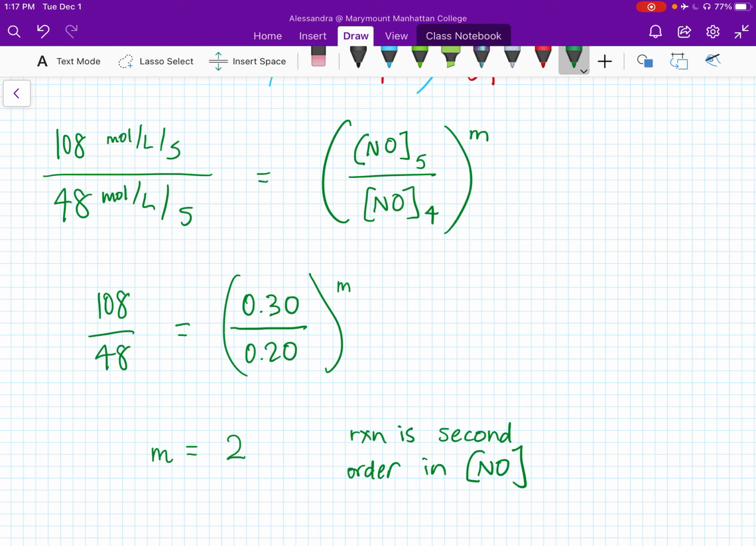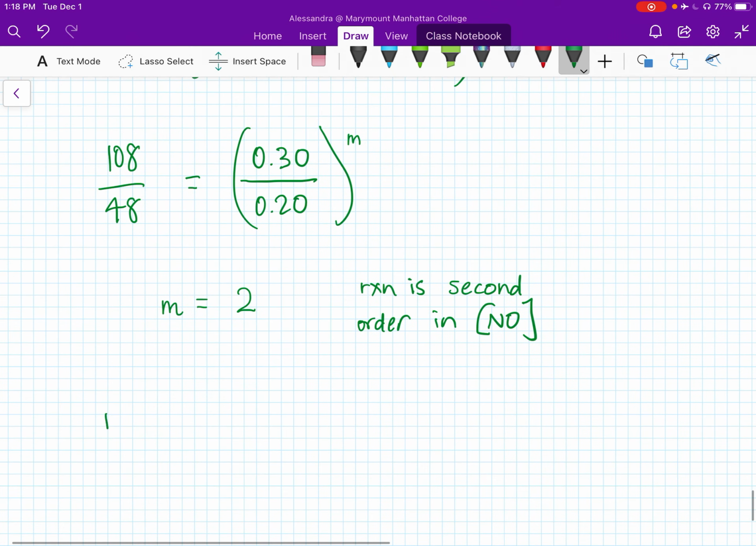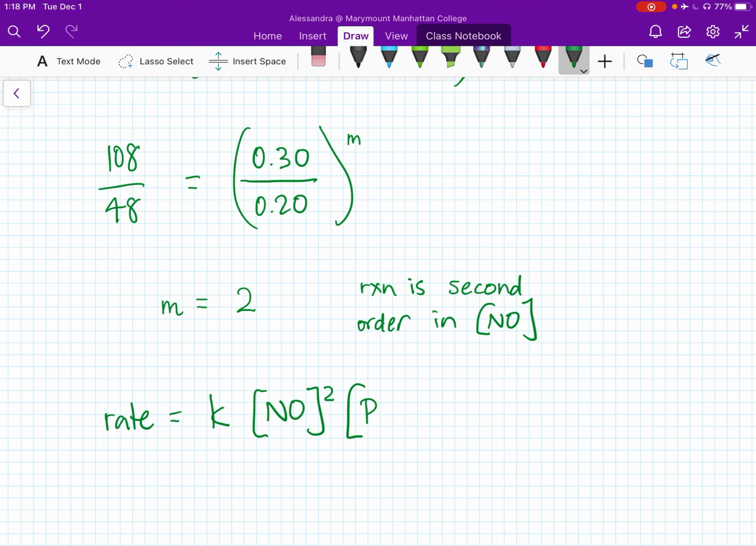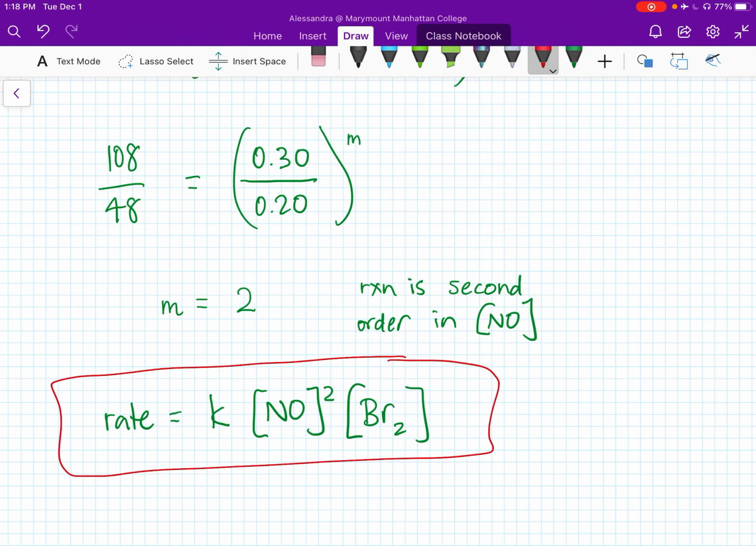So that means that the rate law in the problem can be written as the rate being equal to k times the concentration of NO squared times the concentration of bromine raised to the power of 1. This is the answer to the question of what the rate law for this reaction is. What I needed to do is figure out what those exponents were, and it's second order in NO and first order in bromine. So that is how you write a rate law.